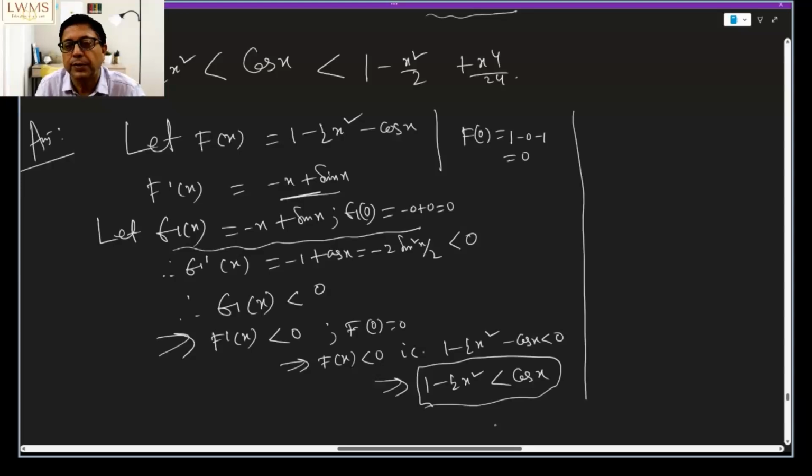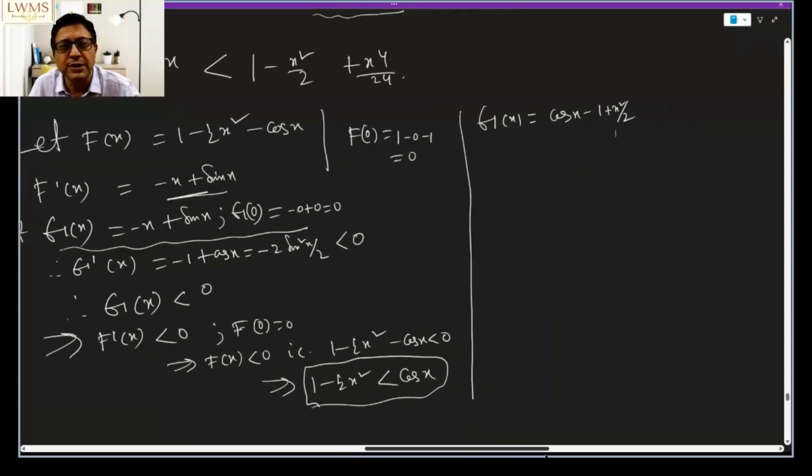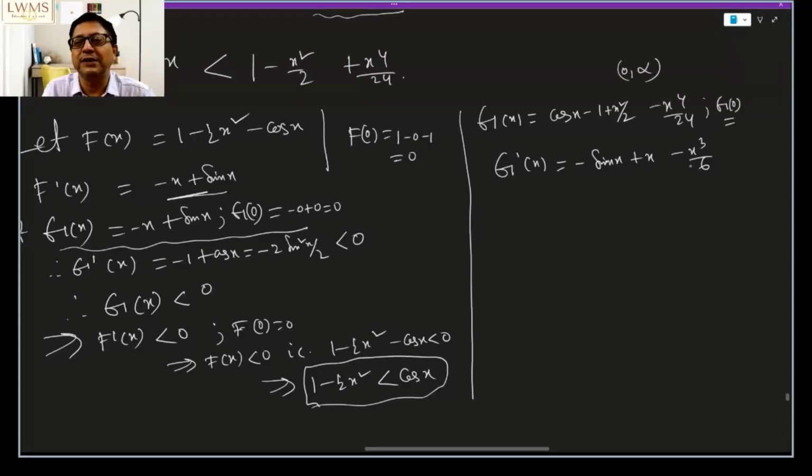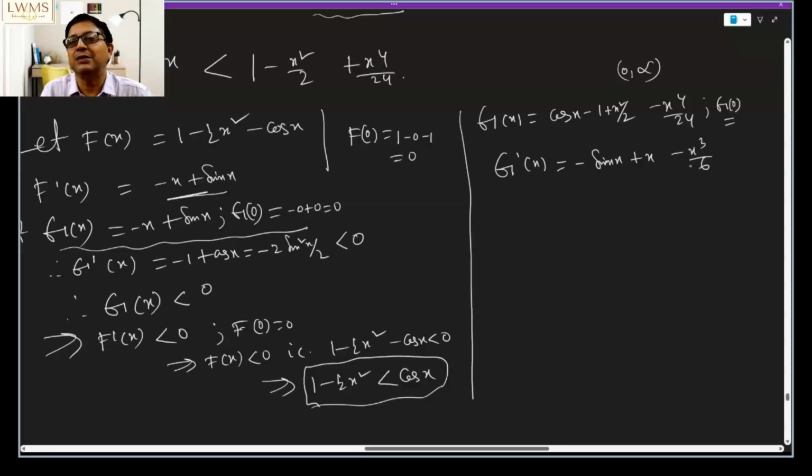So let me finish it again by taking this function as g(x) = cos x minus 1 plus x square by 2, always the same way, minus g dash x, minus sin x plus x minus x cube by 6, isn't it? But again the same problem. Although g(0), we are going to consider the interval 0 to infinity, g(0) value is 1 minus 1, 0. But here we are unable to decide whether g dash x is positive or negative.